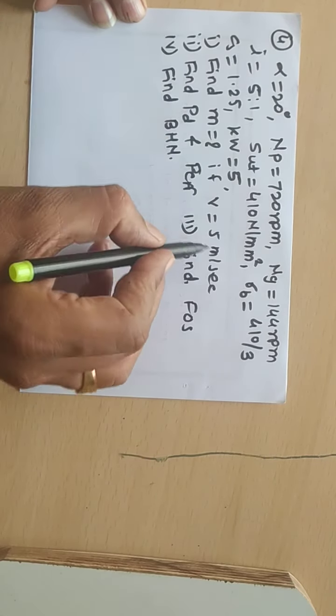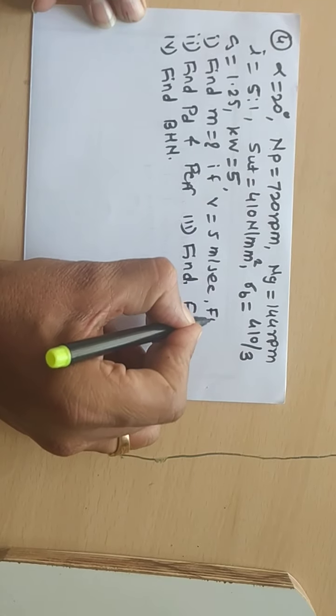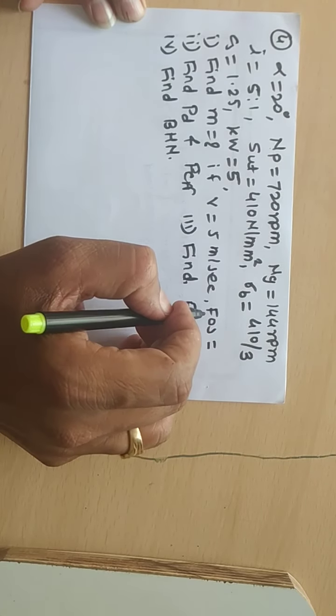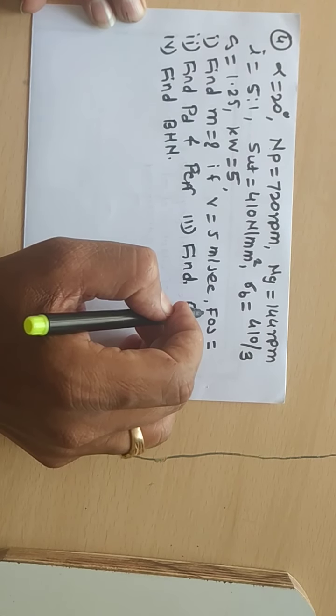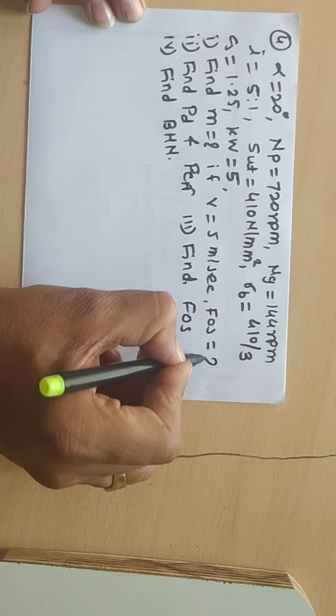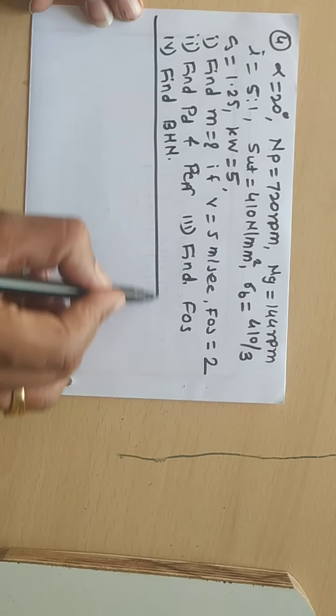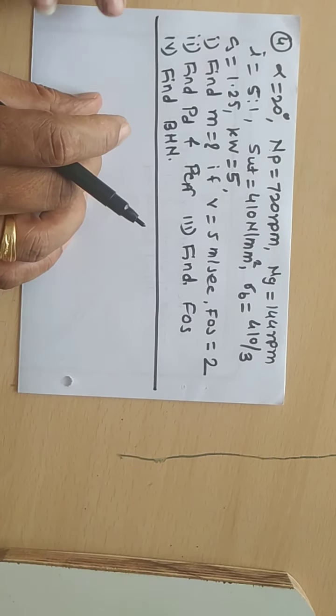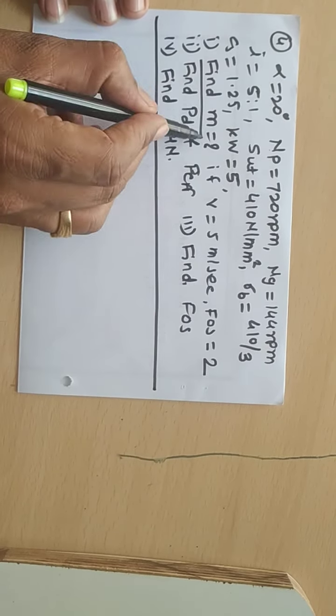Now for this, find module. Velocity is 5 meter per second and the factor of safety is also given here. Factor of safety is 2. It is given in the numerical. Now for this you have to solve the numerical. First find out the module.